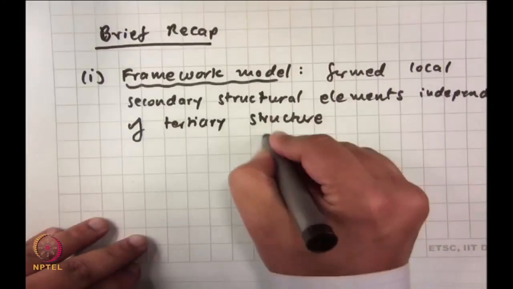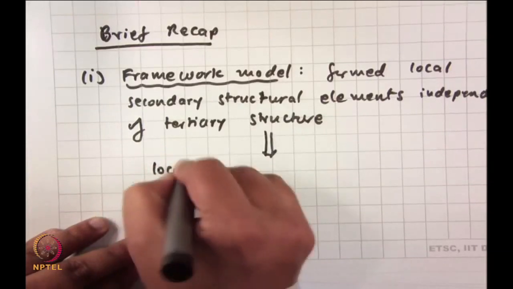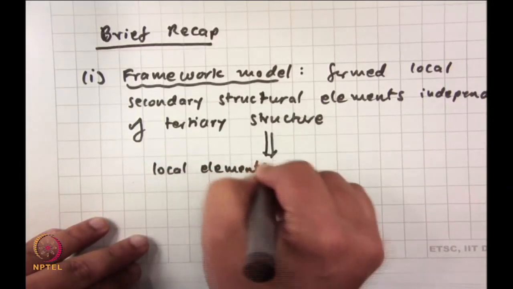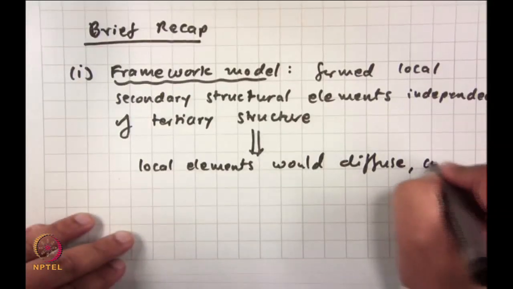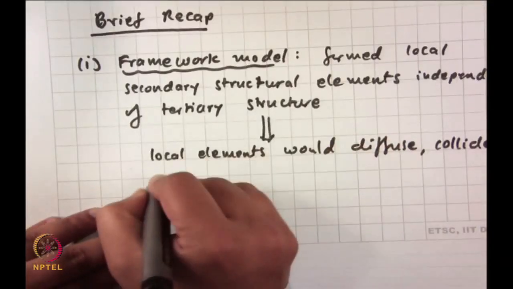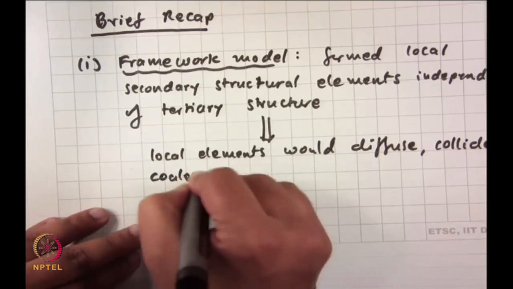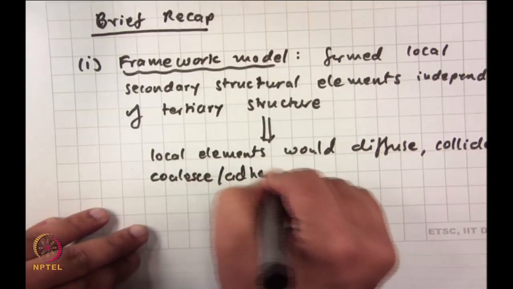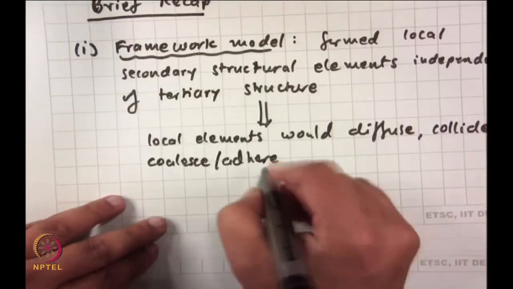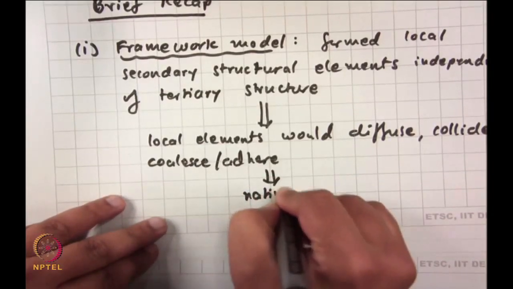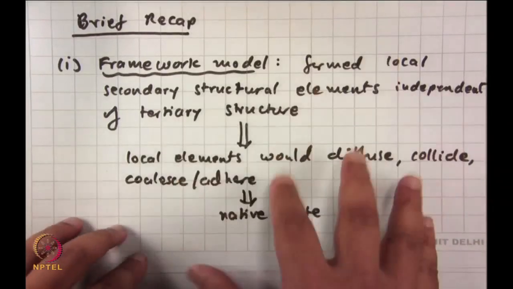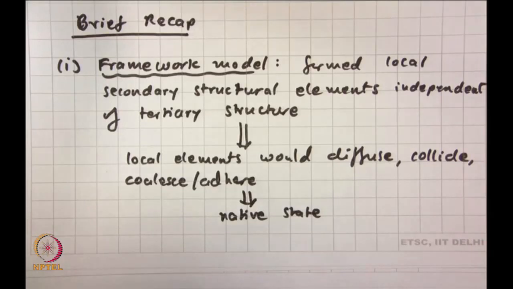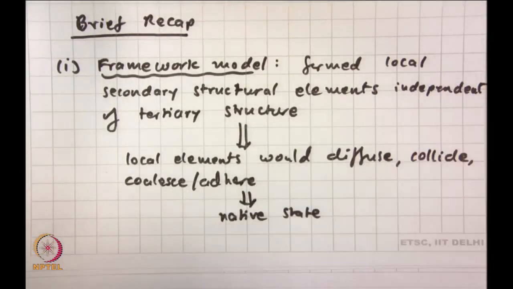Now, what will happen is local elements would diffuse, collide, coalesce or adhere to each other to give you the final native state. Okay. Now, if you look at this brief outline, I have drawn two arrows, one is this and the other one is this. Okay. What does this mean?